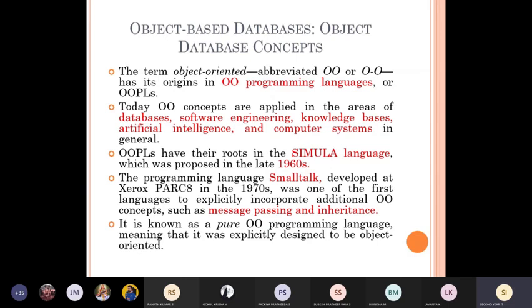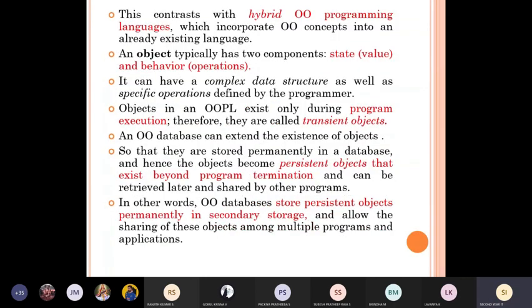Database concept. Object oriented abbreviation can be taken as OO. This is going to be the first software which is created by Simula language. The root will be from the Simula language, and as an expansion of this, Smalltalk was identified in the year 1970, which consists of a pure OOPL language, where message passing and inheritance is going to play a very vital role.